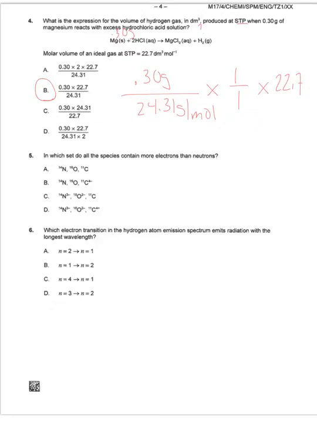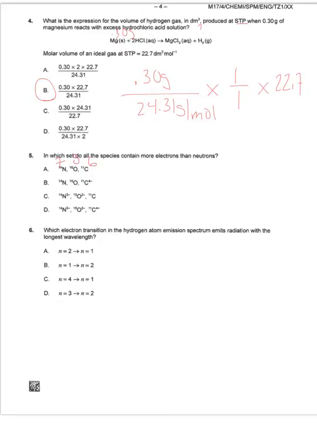Number 5, in which set do all the species contain more electrons than neutrons? Well, 14 nitrogen only has 7 electrons, which would equal its neutrons. Oxygen has 8 electrons, which would equal its 8 neutrons. Carbon has 6 electrons, which would exceed its 5.